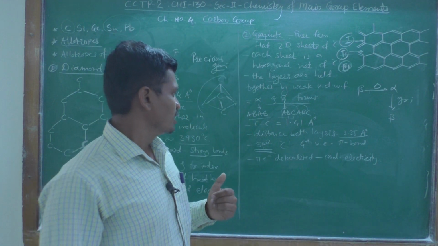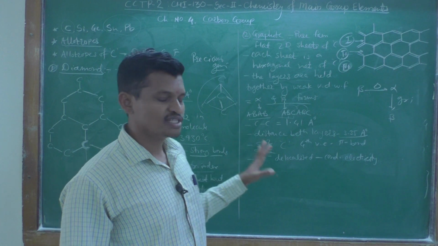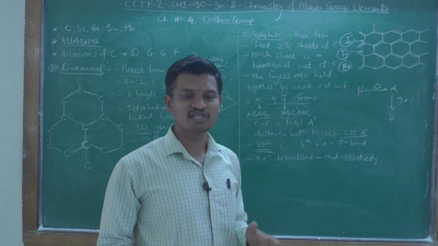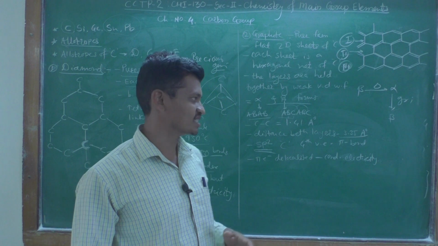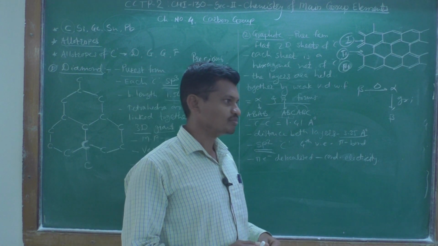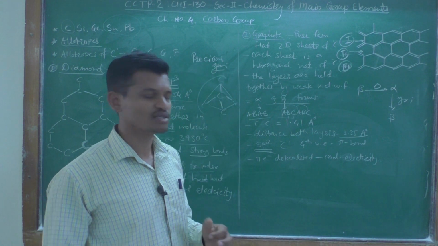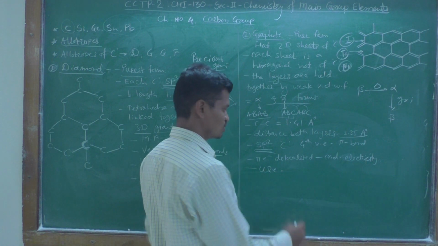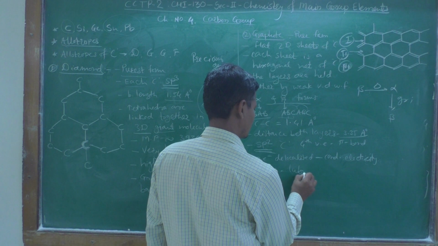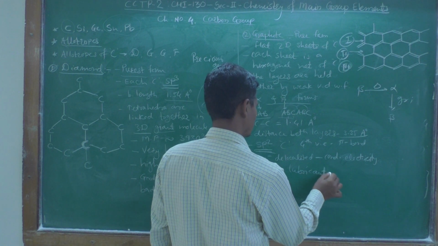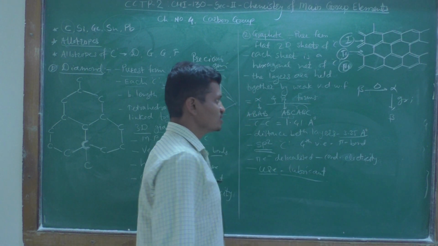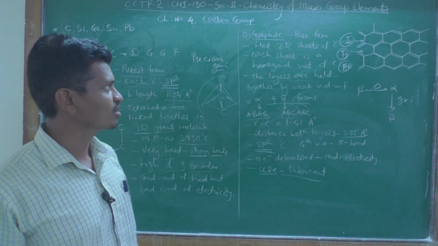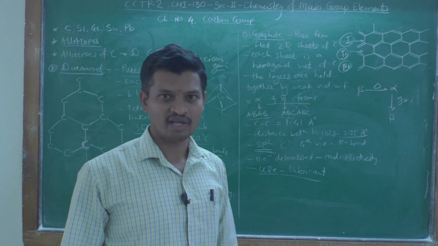Graphite is also a good conductor of heat as well as a good conductor of electricity. Then graphite is also used as a lubricant. So this is all about the structure of graphite.